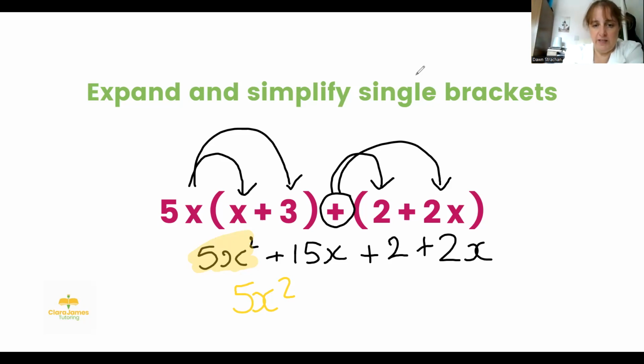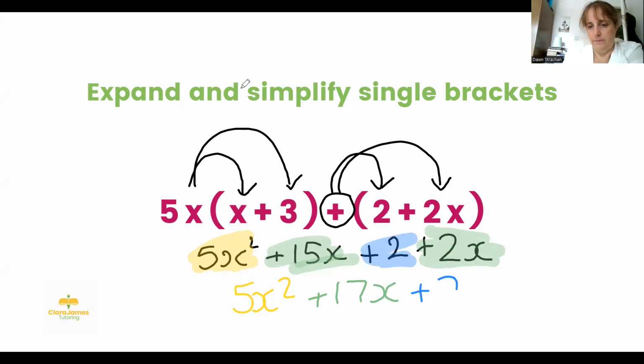The next thing we'll look at is our x's. That gives us one there and one there. If you just work chronologically from left to right, going through all the different things as you go, we've got 15x plus 2x. That gives us 17x. That way you'll make sure you don't miss anything as you move along the line. And then finally, that leaves us with plus 2. So for this one, our final answer is 5x squared plus 17x plus 2.